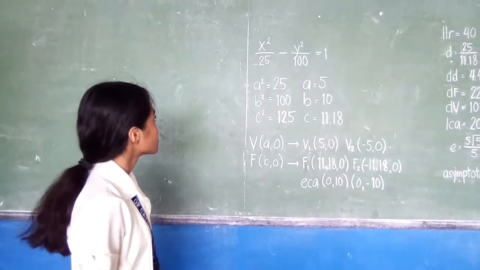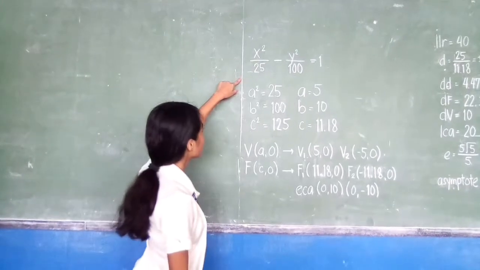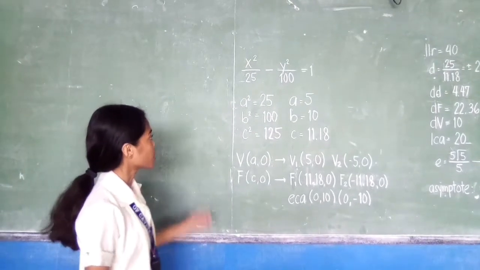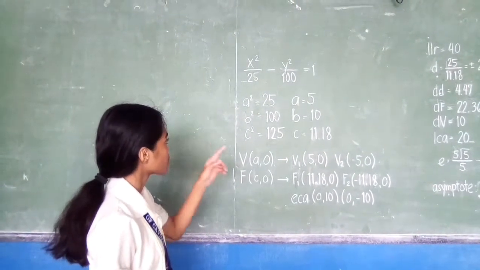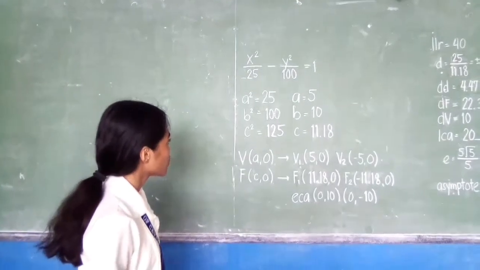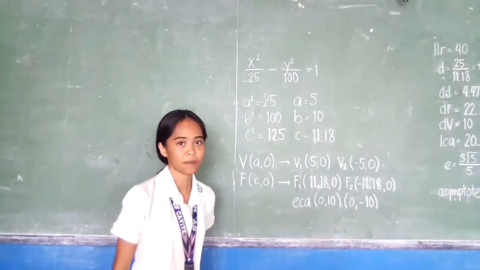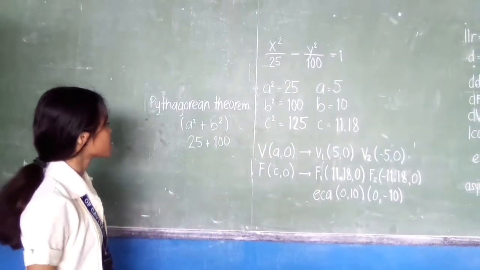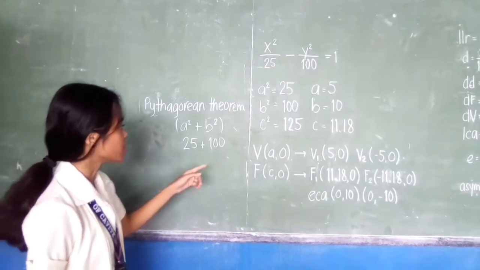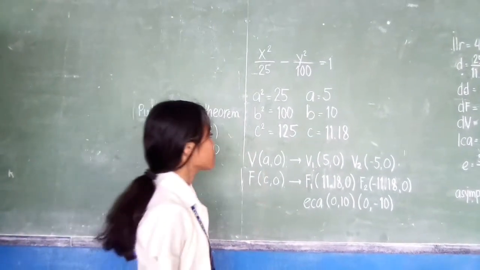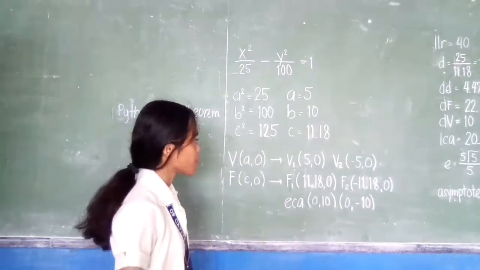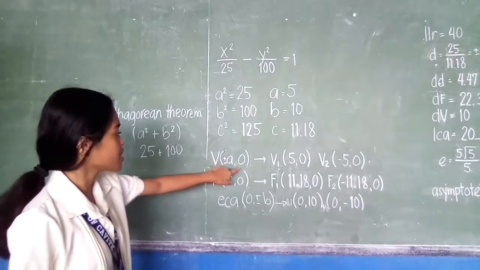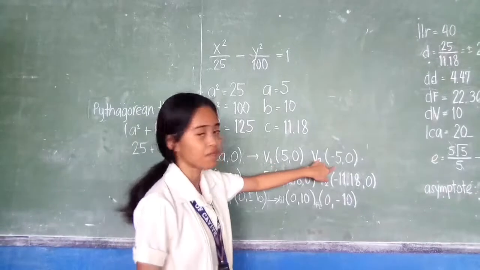For the x-axis, the standard equation is x squared over 25 minus y squared over 100 is equal to 1. A squared is equal to 25. The square root of 25 is 5. B squared is equal to 100. The square root of 100 is 10. For the c squared, we use the Pythagorean theorem. A squared plus b squared, which is 25 plus 100, is equal to 125. The square root of 125 is 11.18.